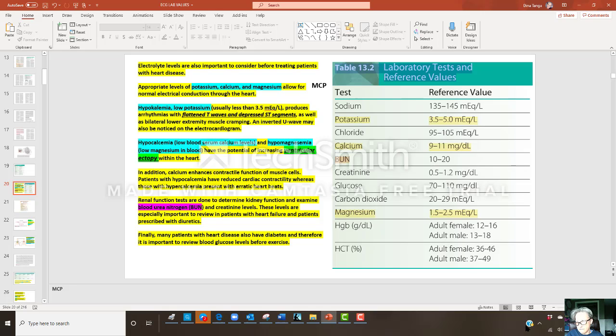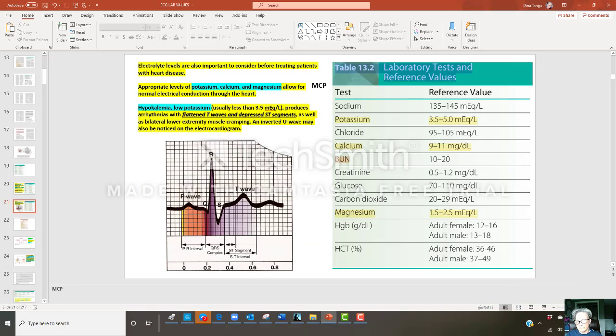Okay, so let me pause this for us. Hypokalemia, which is low potassium, is going to produce a flattened T wave. So this wave right here is going to be flat, and a depressed ST segment.